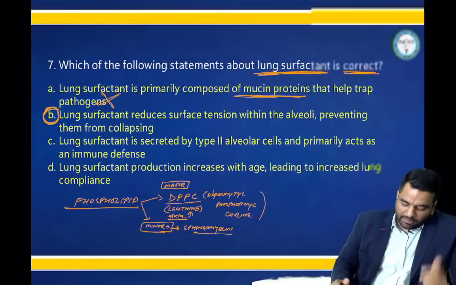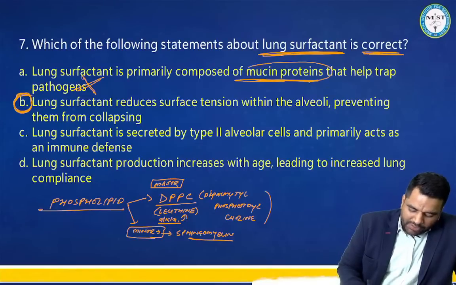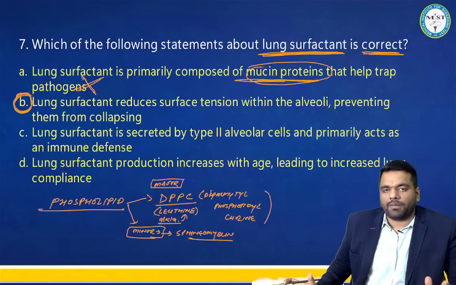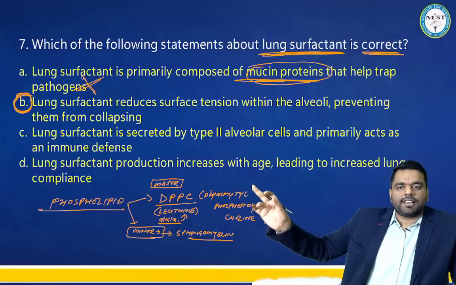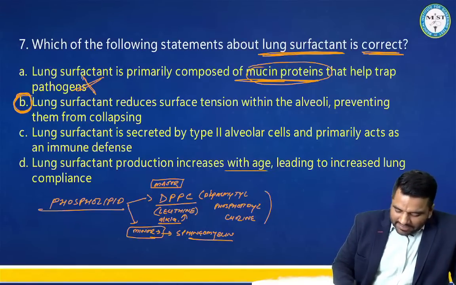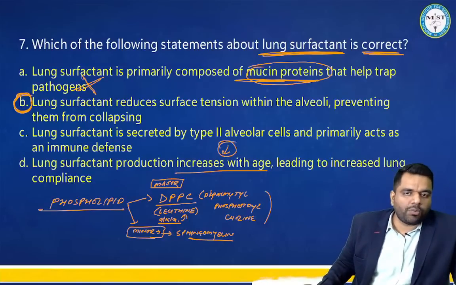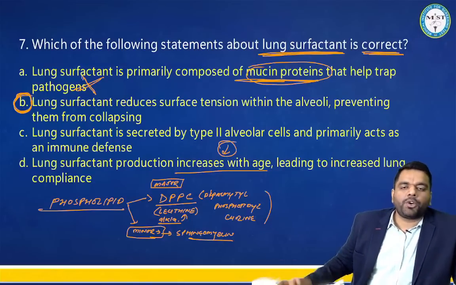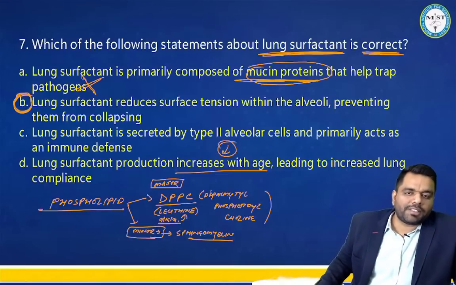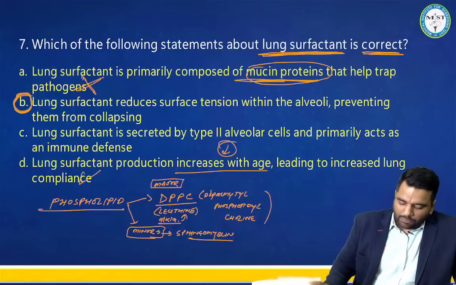So option A is stating that this is made up of mucin protein. No, this is made up of phospholipids and sphingomyelin, right beta? Option D, that lung surfactant production increases with age. No, I told you that this always decreases with age. That is why in the senile age group, in aged people, due to less surfactant, the lung compliance is decreased. Hence, the total lung capacity of senile age group persons is decreased. So again, this is a wrong option.